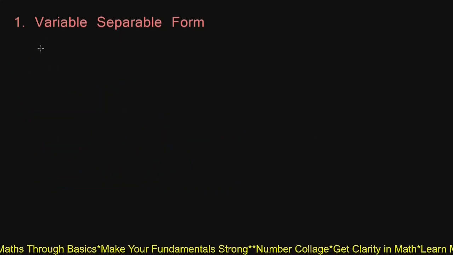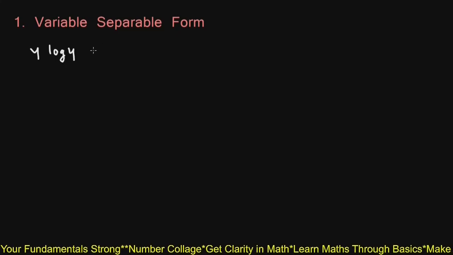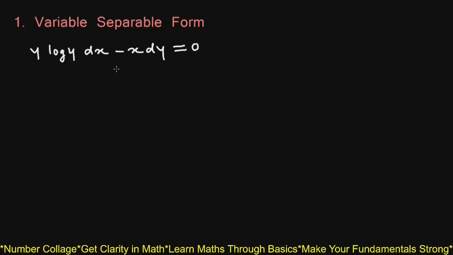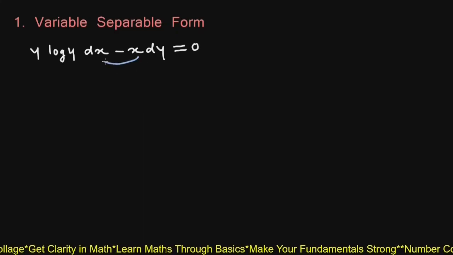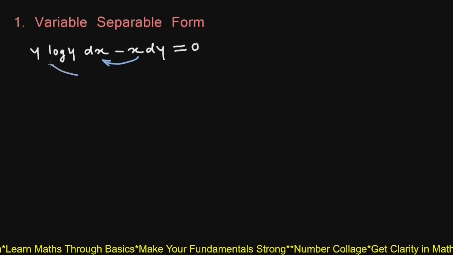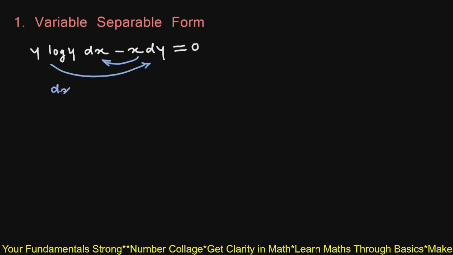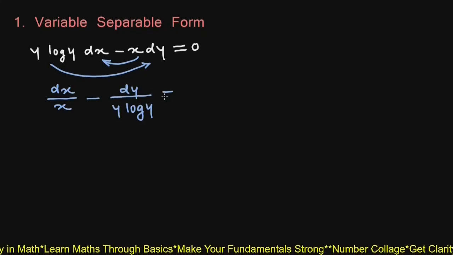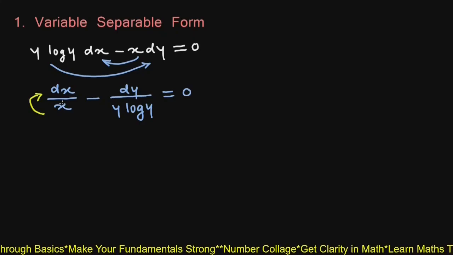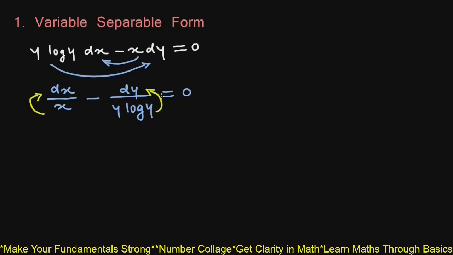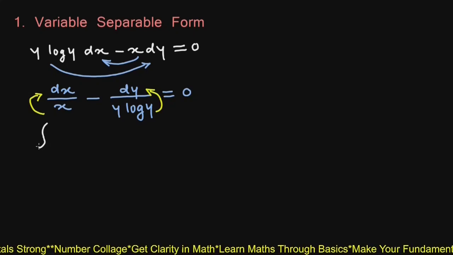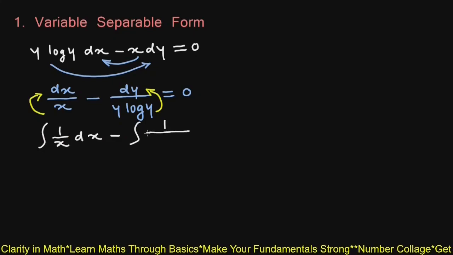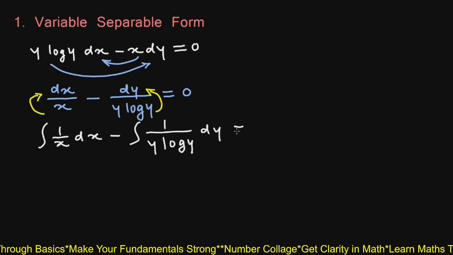Find the general solution of y log y dx minus x dy equals 0. For separating the variables, we will divide dx by this x and dy by this y log y. So this will be dx upon x minus dy upon y log y equals 0. Function of x with dx, function of y with dy. The variables have been separated. Integral 1 upon x dx minus integral 1 upon y log y dy equals 0.